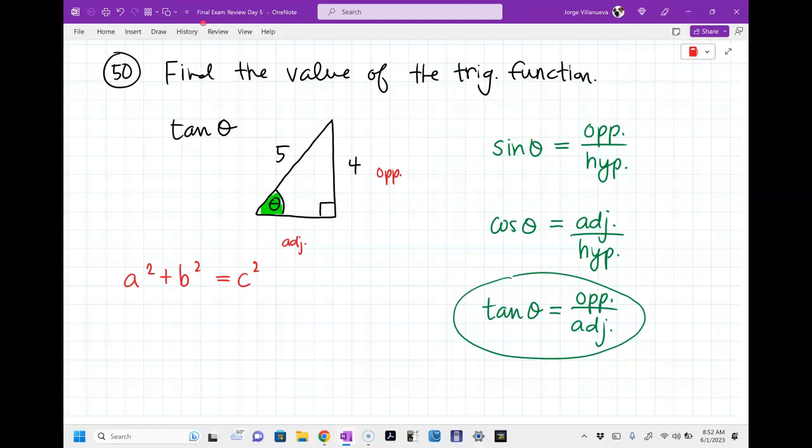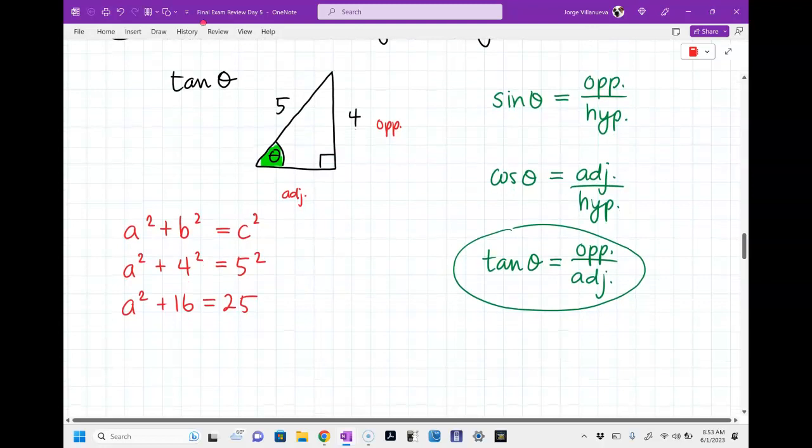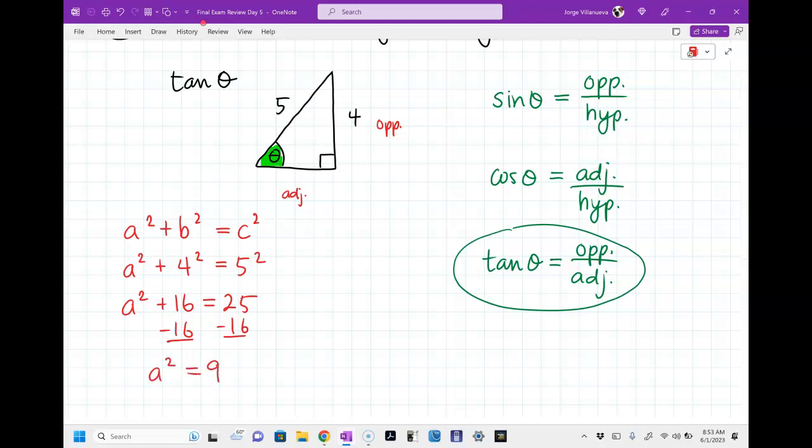So remember, C is your hypotenuse. A and B are your sides. And it doesn't matter which one you let be A or B. Just let the sides be one of them. So we'll let A squared just stay A squared, but B will make it 4 squared, and C will be 5 squared. Okay, so I got A squared plus 16 equals 25. If I subtract 16 on both sides, I get a squared equals 9.